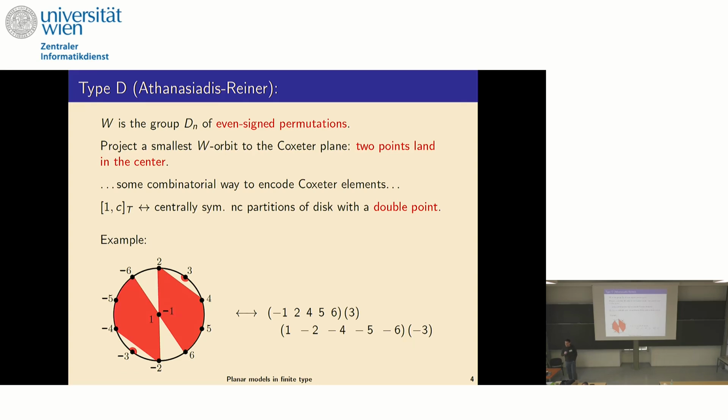So that's how you find the smallest possible orbit for a Coxeter group: you want to find the largest standard parabolic subgroup, and then you want to take a point that is fixed by that.